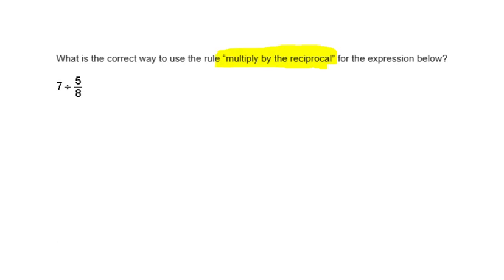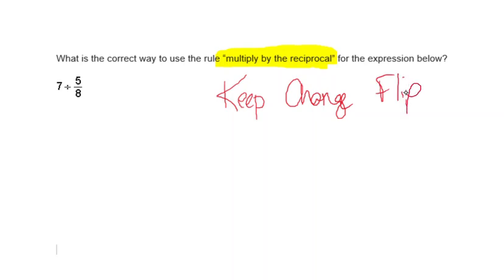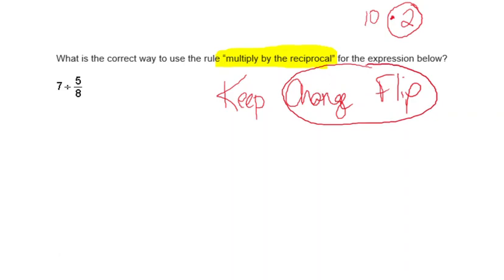A lot of times we use the phrase keep, change, flip to help us remember that we're multiplying by the reciprocal. If we did something like 10 times 2, what are we multiplying by here? We're multiplying by 2. So the multiply by the reciprocal part is the change and the flip, which refers to the number after the division sign.